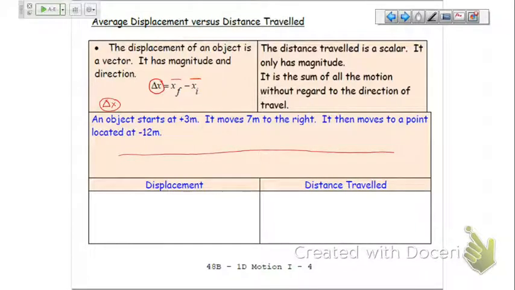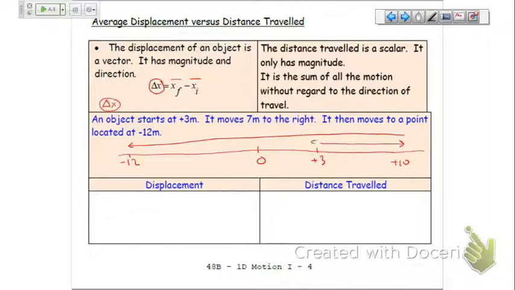So let's look at this example. An object starts at +3 meters. So let's put a 0 down, and then I'm going to put a +3 here. It moves 7 meters to the right. Oh, okay. So now I've gone 7 meters to the right, and I'm at +10. Why? Because 7 and 3 makes 10. It moves to a point located at -12. Oh, we go all the way back here, and I'm at -12. So there's my start, and there's my end.